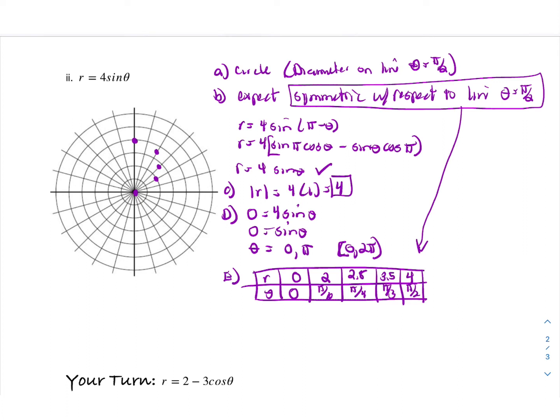Now I'm going to use the symmetry with respect to the line theta equal to pi over 2 to plot the left-hand side of the circle. And now I have my graph.